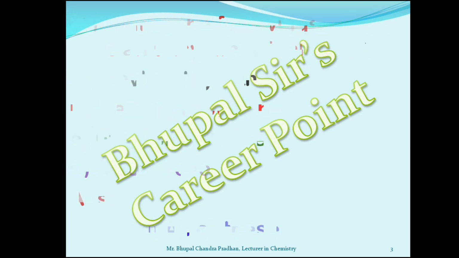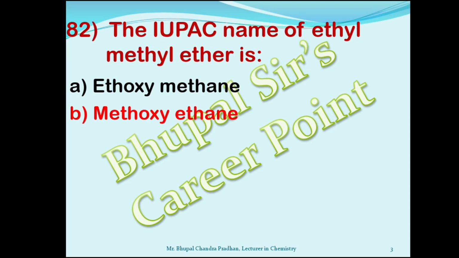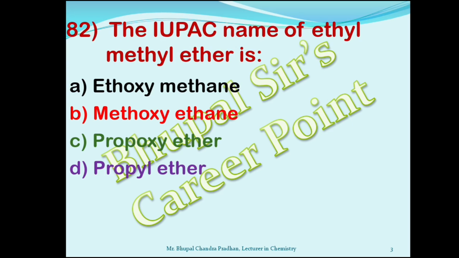Now let us come for the next question of the session, that is question number 82. The IUPAC name of ethyl methyl ether is: option A ethoxymethane, option B methoxyethane, option C propoxyether, option D propyl ether. The students try to give the correct answer.